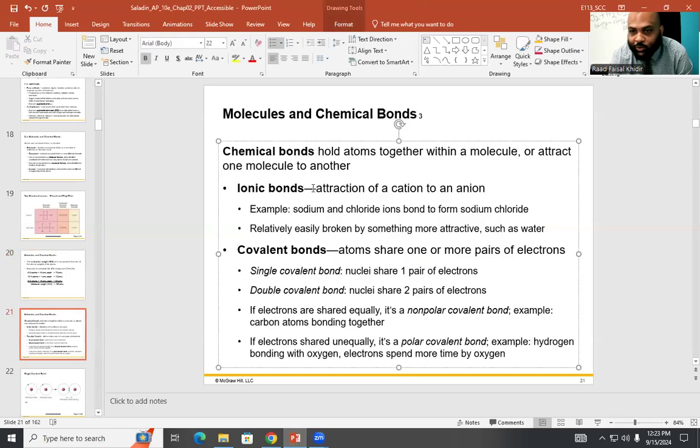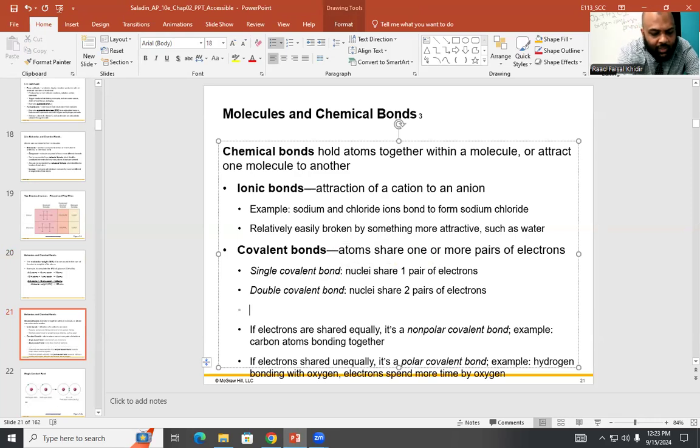Okay, ionic bonds, we talked about those. Covalent bonds can be single, double, or triple. Why did they not put triple? Oh my God. Triple bonds, triple covalent bonds where the nuclei share 3 pairs of electrons.